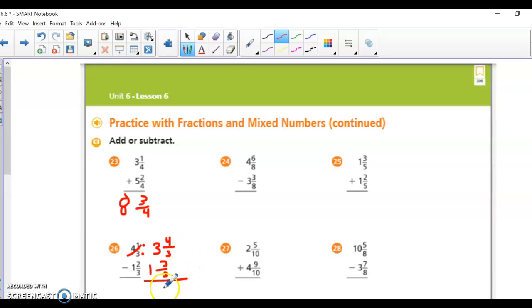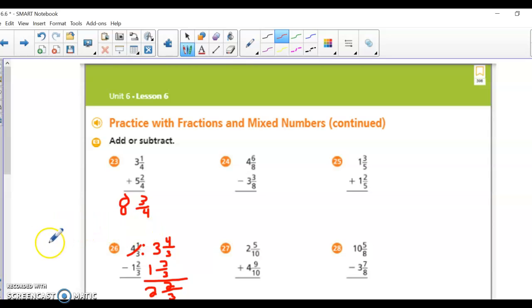4 minus 2 is 2 over 3 still. Third stays the same. 3 minus 1 is 2. So my new value is 2 2/3. Okay, so you're going to have to trade and borrow here as well. You can't do 5 minus 7. So think about what that new fraction is going to become, just like we did here.